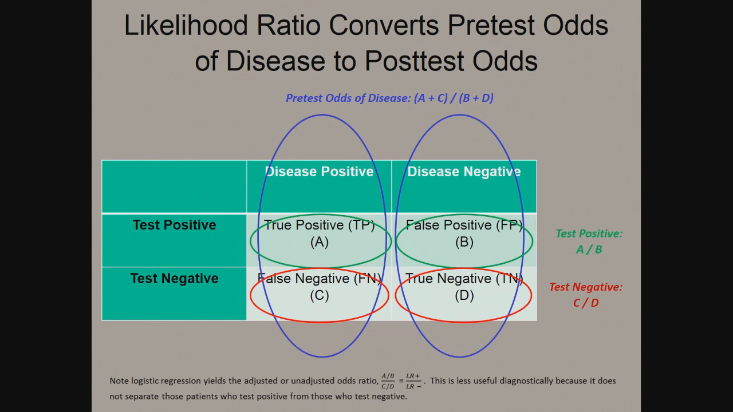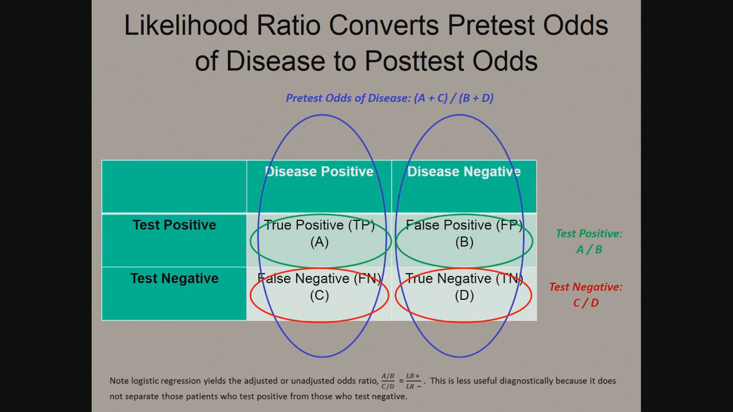And the key issue here is that because the likelihood ratios are based on sensitivity and specificity, the likelihood ratios also are generalizable and are not dependent on the pretest probability of disease. And so what ends up happening is, before you do the test, you have the blue circles of pretest odds of disease. You have a bunch of patients.